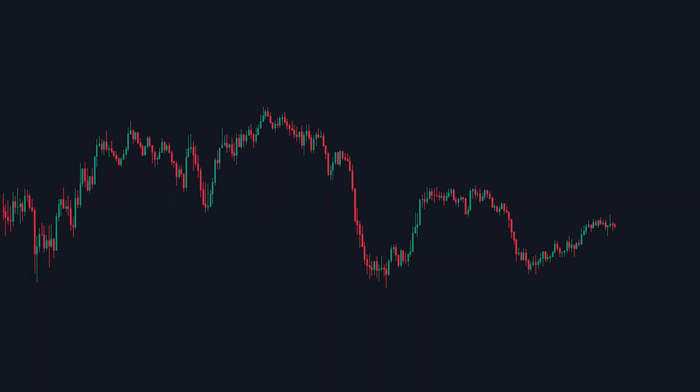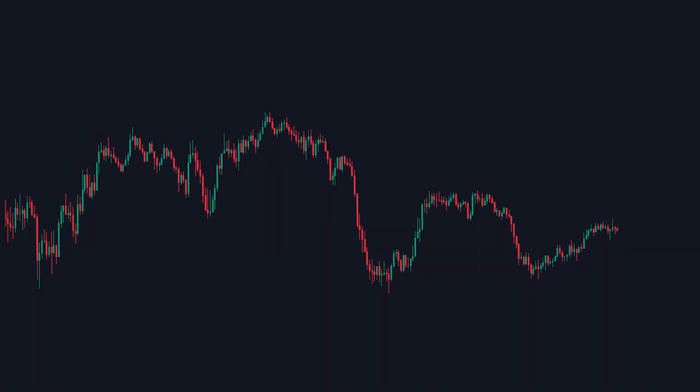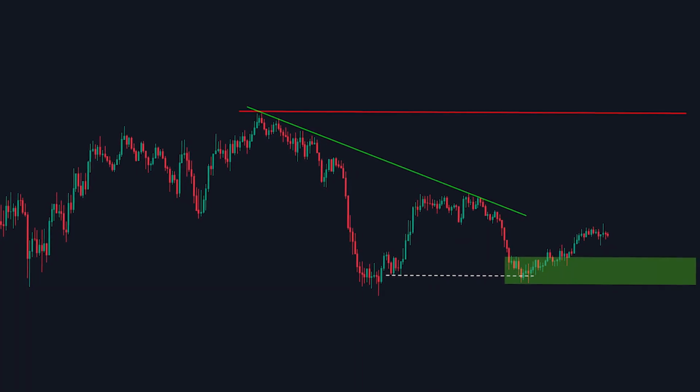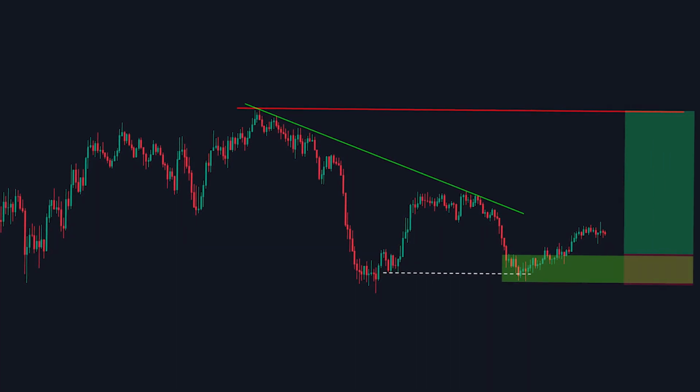But wait, in this trade we could have entered differently. We notice another liquidity sweep. Mark the candle that created this sweep as our zone, and prepare to enter a position.